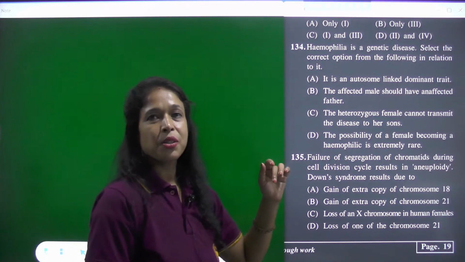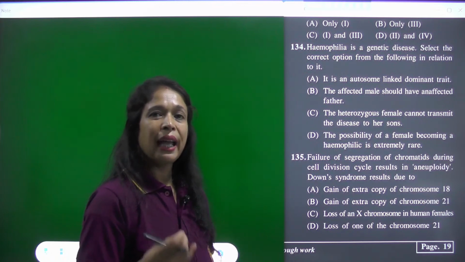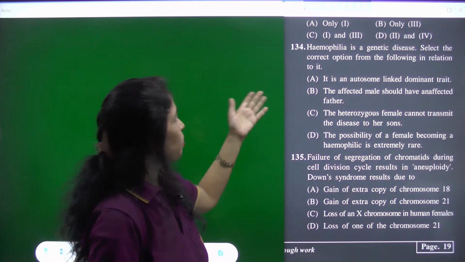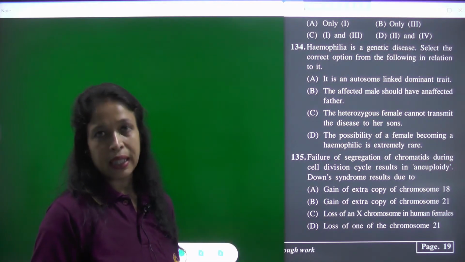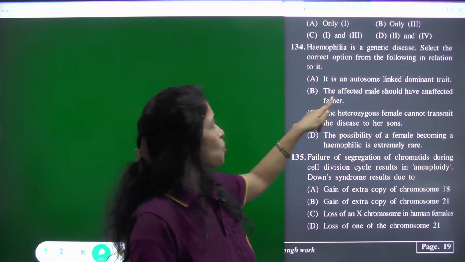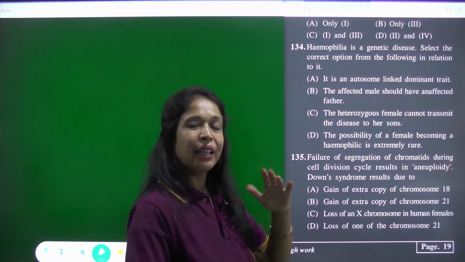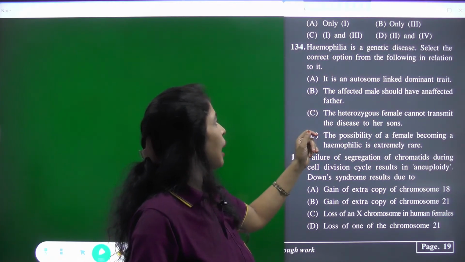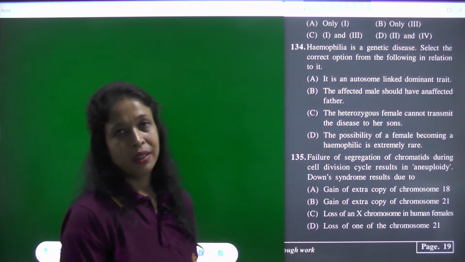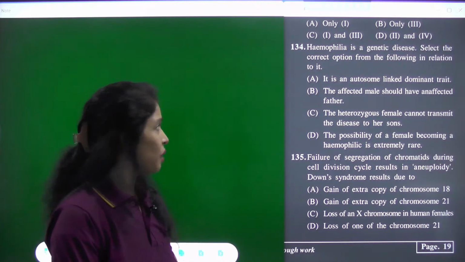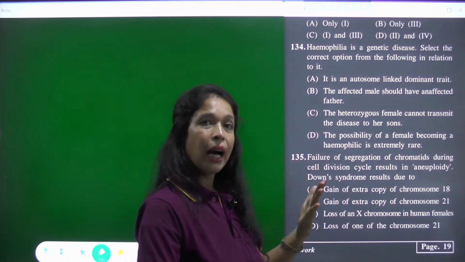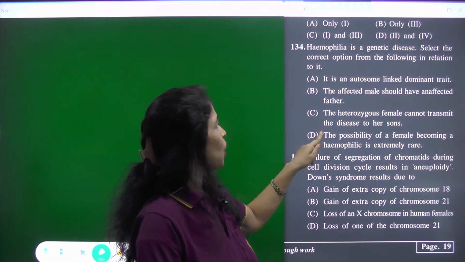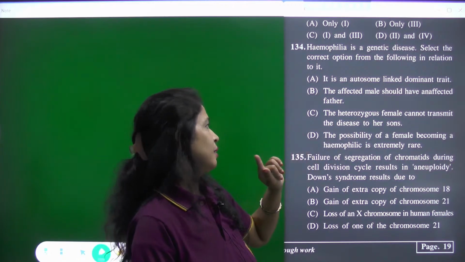Next, questions on hemophilia, one of the X-linked recessive disorder. It is a genetic disease. So, which of the following is correct for hemophilia? It is an autosome linked dominant trait. No, neither autosomal nor dominant. Then affected male should have unaffected father. It is not correct. Affected male should have diseased father only. Heterozygous female cannot transmit the disease to her son.